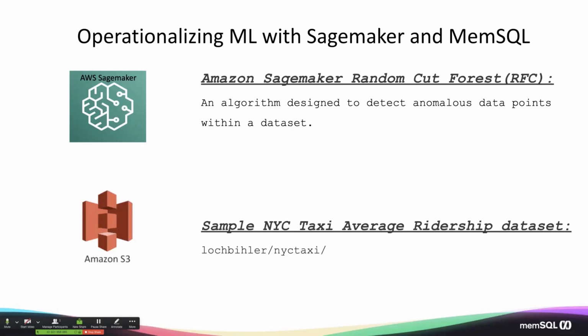And during the training phase of building this model, we'll actually be using the New York City taxi average ridership data set. We've actually stored it away, or a sample of it, in Amazon S3. So let's jump into SageMaker and build and then deploy this model so that we can use it in a subsequent step.